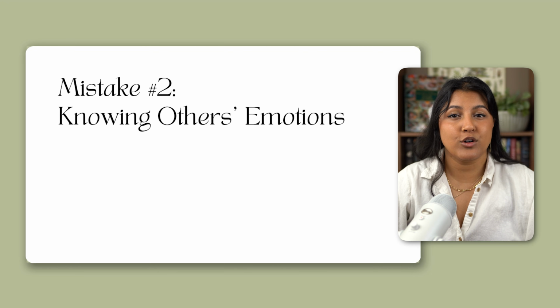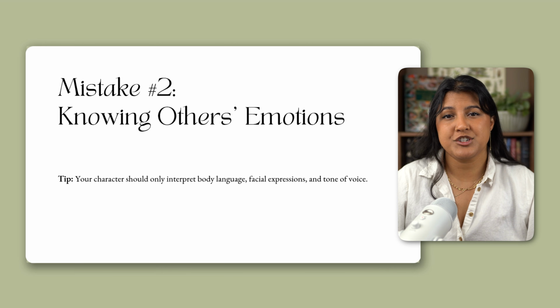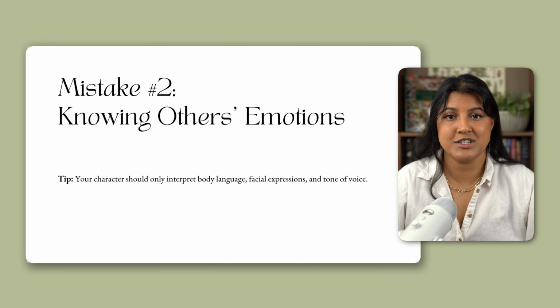The second mistake is overinterpreting other characters' emotions. Similar to the first mistake, this happens when your point of view character magically knows what other characters are thinking or feeling, rather than making educated guesses based on what they can observe. You fix this by ensuring that your point of view character can only interpret body language, facial expressions, and tone of voice. They should make educated guesses, not definitive statements about another's internal state.